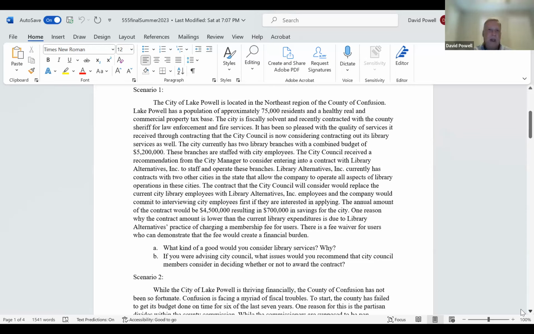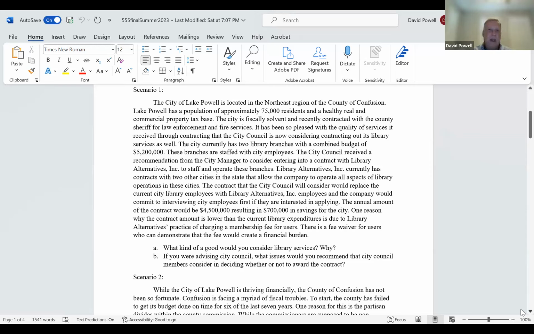And then the follow-up question: if you were advising City Council, what issues would you recommend the City Council members consider in deciding whether or not to award the contract? So what are some of the considerations the City Council should keep in mind in deciding whether or not to privatize library services? So this kind of gets us at some of our preliminary information that we covered very early on, I guess 5 weeks ago in the course.